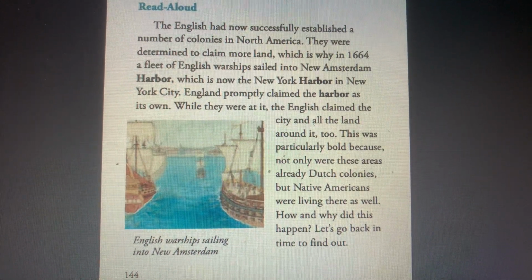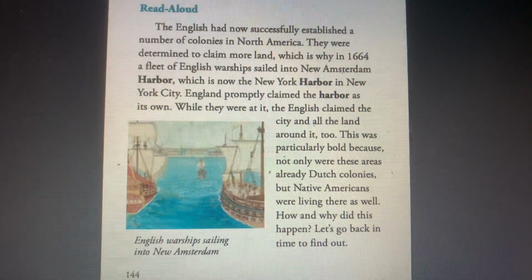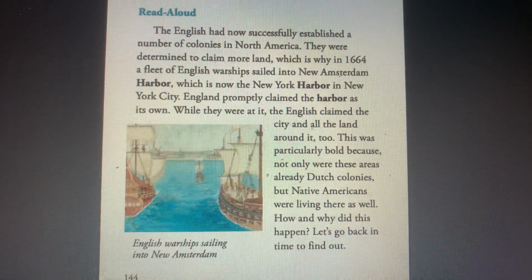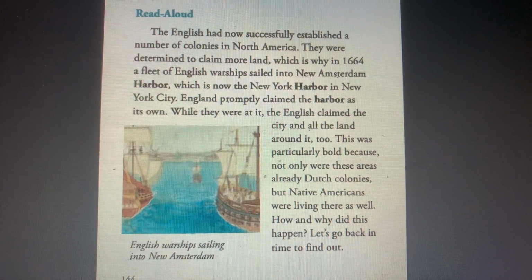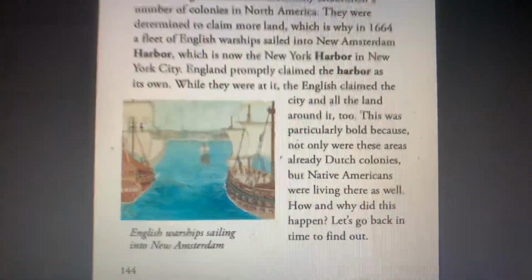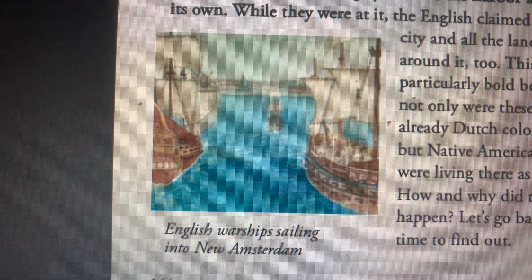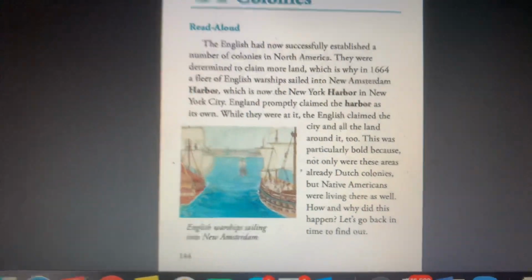While they were at it, the English claimed the city and all the land around it too. This was particularly bold because not only were these areas already Dutch colonies, but Native Americans were living there as well. How and why did this happen? Let's go back in time to find out. You can see here in this illustration, English warships sailing into New Amsterdam.